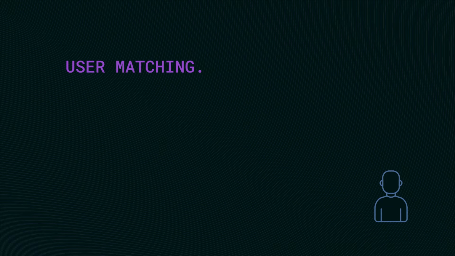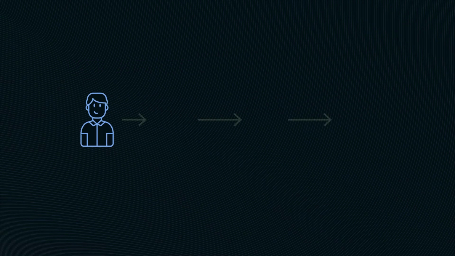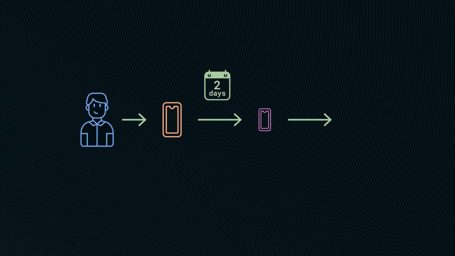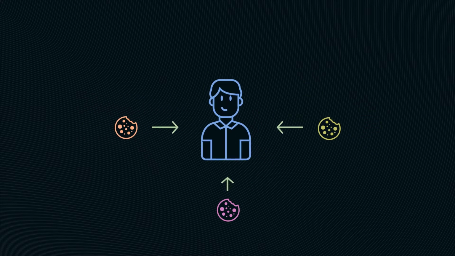As mentioned, user matching is the process of identifying different events and visitor IDs from different devices to one real person. Let's look at Frank. Frank had 3 different sessions over the span of 1 week. First he came via his mobile phone. 2 days later he came again via his mobile phone, but his cookies were deleted in the meantime. 3 days later he made a purchase, but he came via his laptop. In each case he had a different visitor ID. So now the question becomes, how can we know that these 3 different visitor IDs belong to Frank?